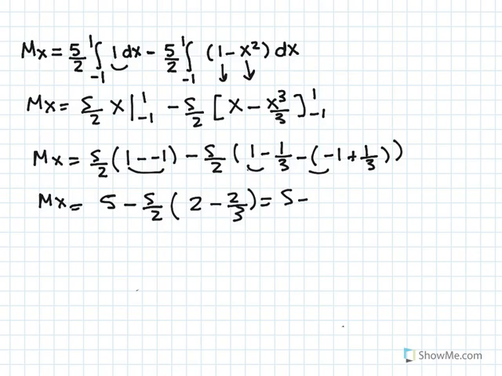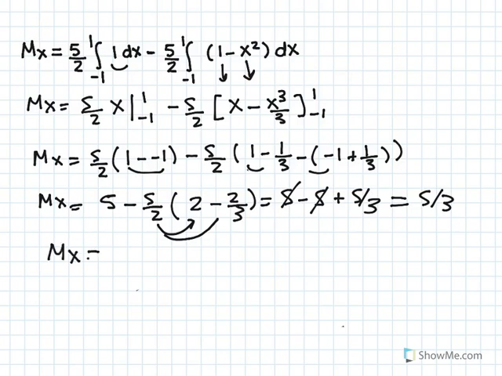So we get 5 minus, now distribute the -5/2. -5/2 times 2, we get 5 minus 5, and -5/2 times -2/3 gives us plus 5 over 3. 5 and minus 5 cancel out, we just get 5 over 3. This is the moment with respect to the x-axis. So the moment with respect to the x-axis is 5 over 3.